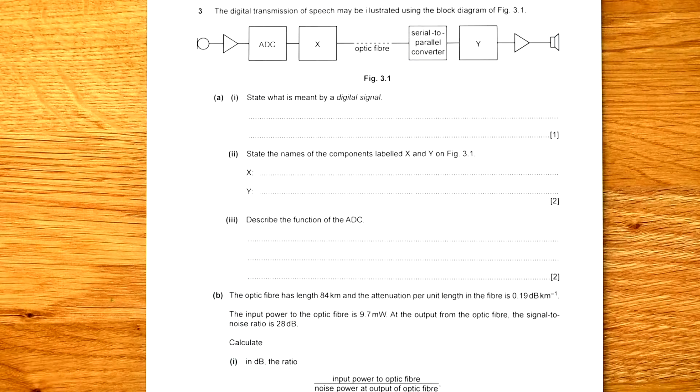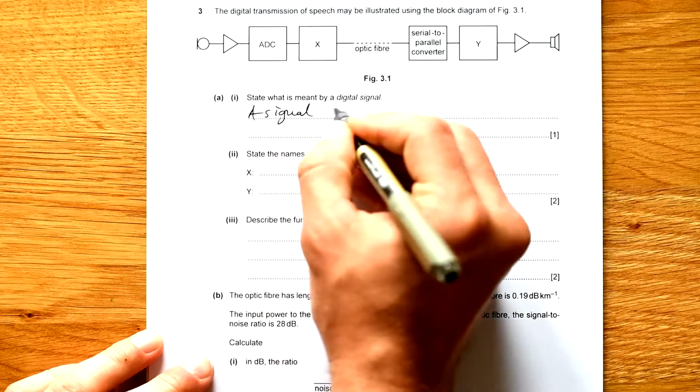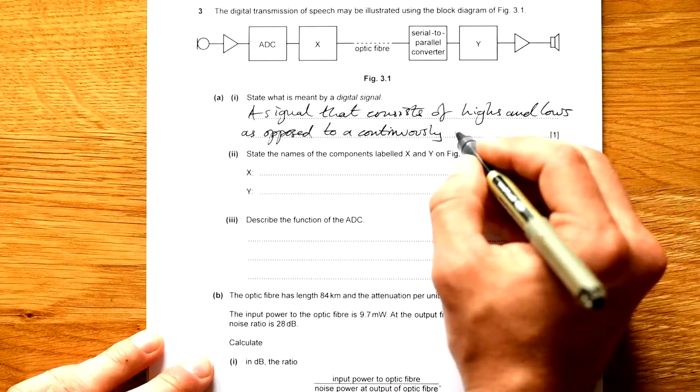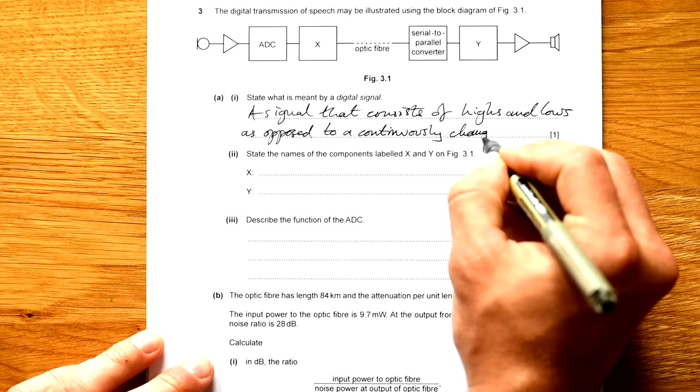3. Digital transmission of speech may be illustrated using the block diagram here. State what is meant by a digital signal. A signal that consists of highs and lows opposed to a continuously changing signal.